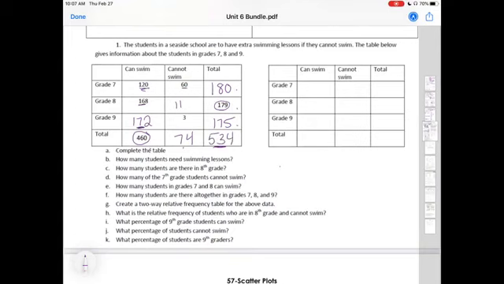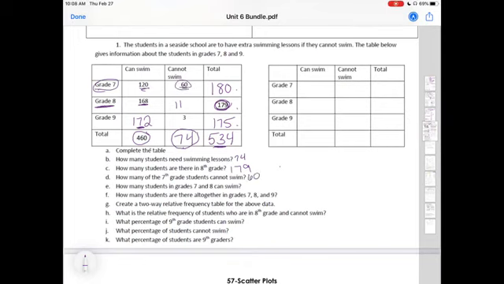So how many total people are in 7th, 8th, and 9th grade? 534 people. How many students need swimming lessons? If they can't swim, they need swimming lessons, so 74 people need swimming lessons. How many students are there in 8th grade? I'm talking about just 8th grade. It's not 168, it's 179. It's a total, so you have to read the question. What's it asking for? How many of the 7th graders cannot swim? I look at 7th grade and cannot swim, which is 60.